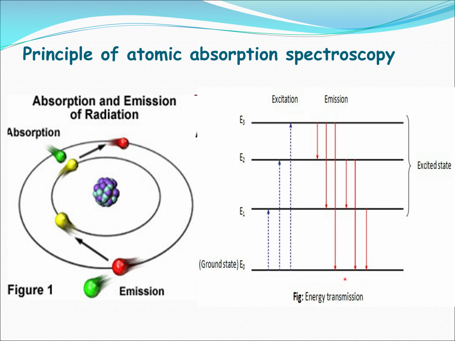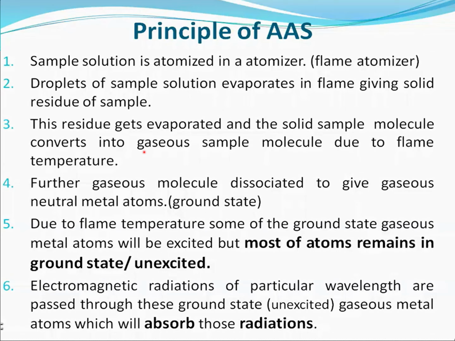So here the ground state and excited state have been shown. We can see here when energy is absorbed, the atom comes into the excited state, and from the excited state it will again come down into the ground state by emitting radiation. So let's discuss the principle step by step. First of all, the sample solution is atomized in an atomizer. Then droplets of the sample solution evaporate in the flame, giving solid residue of the sample.